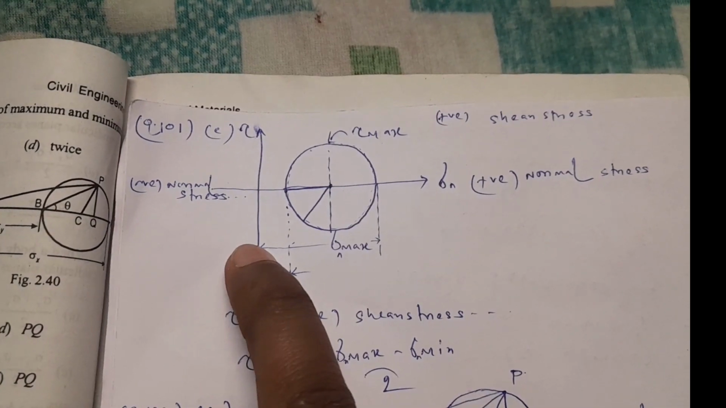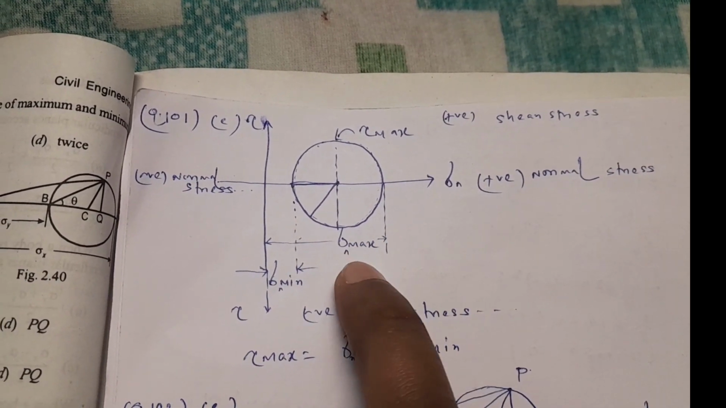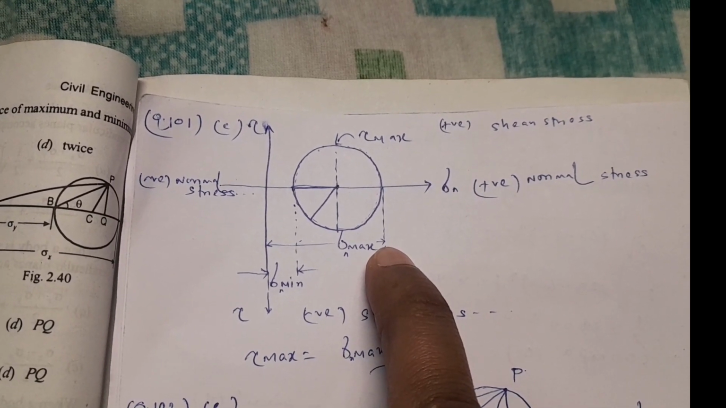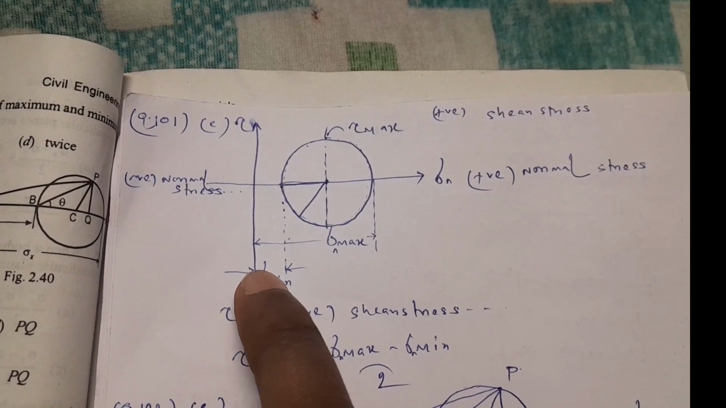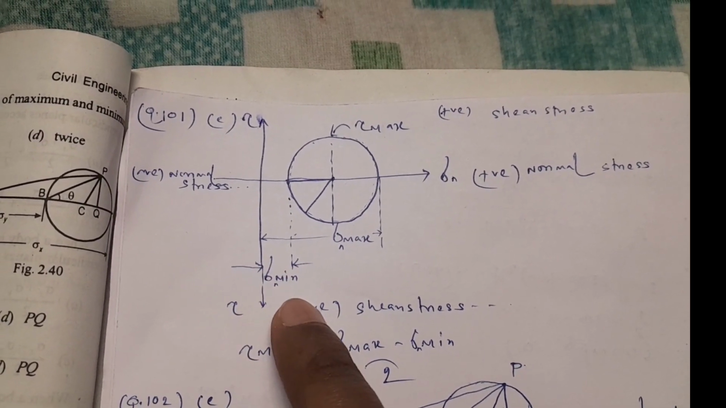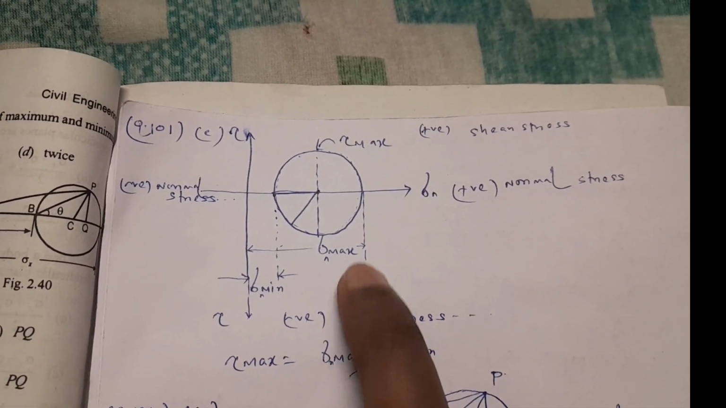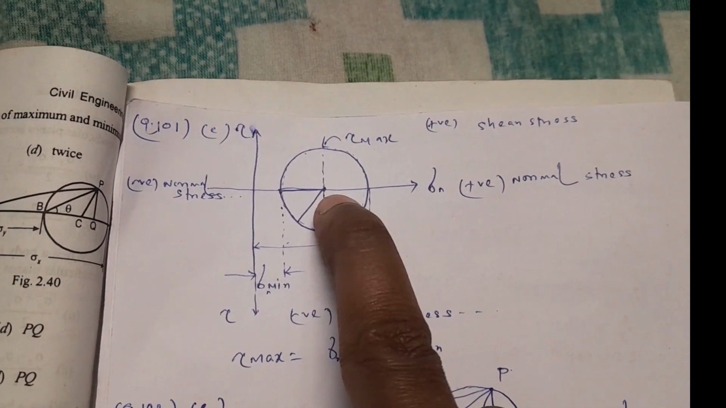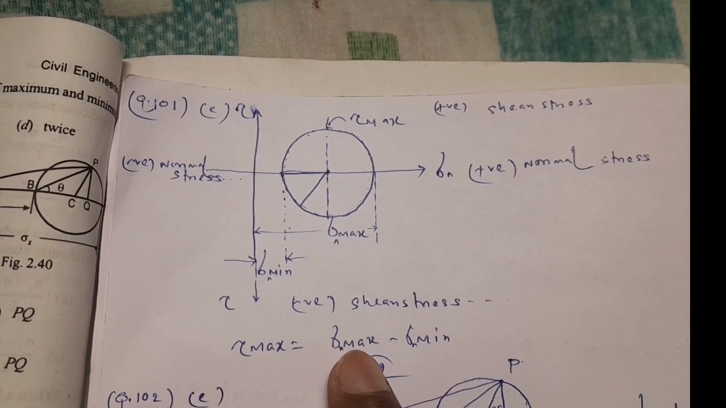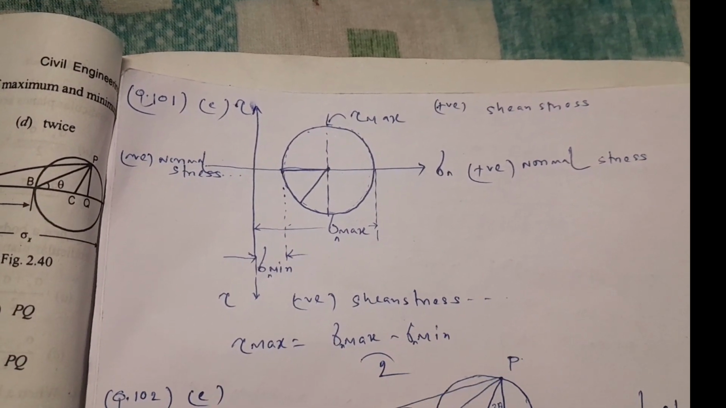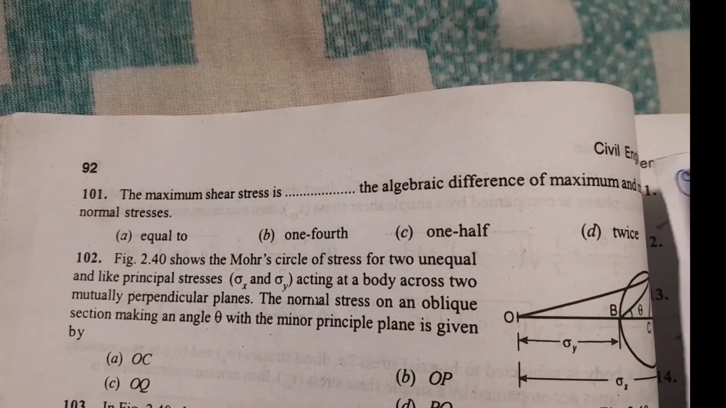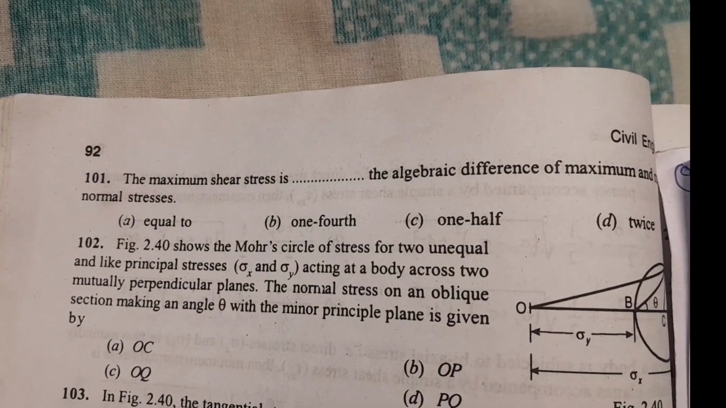From this point to this point, this distance is sigma n maximum, and from this point to this point the distance is sigma n minimum. So the maximum shear stress, we know, is the radius of the circle. Tau max equals sigma n maximum minus sigma n minimum, divided by 2. So for this question 101, option C is the correct answer.